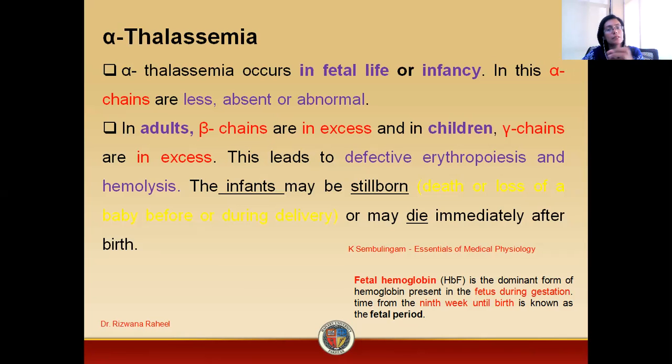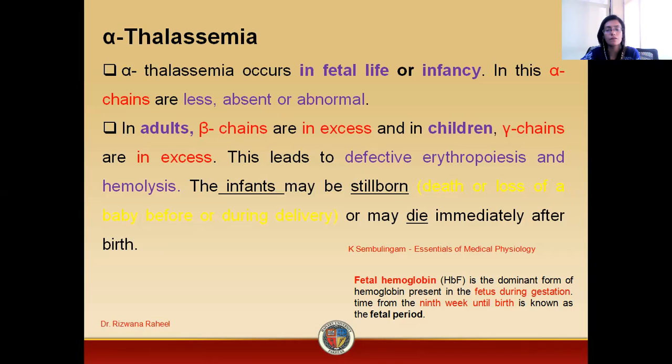There is possibility that in adults, the beta chains are in excess, and in children, we have the gamma chains in excess. So this leads towards the defective production of RBCs, defective erythropoiesis. This will lead towards hemolysis. The infants in this case may be stillborn, that is death or loss of baby before or during delivery, okay? Or your infant may die immediately after the birth. So this was all about the alpha thalassemia. Basically, I have discussed about the fetus.